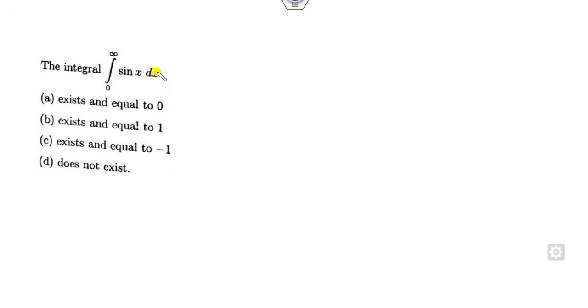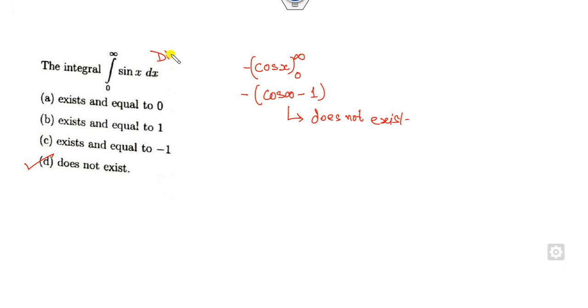The integration of this is again very simple, you can simply take the integration. You can see it's cos x from 0 to infinity. So again, cos infinity minus 1. What is that? Cos infinity does not exist. So this means it is divergent. Whenever it does not exist, we can say it's divergent.